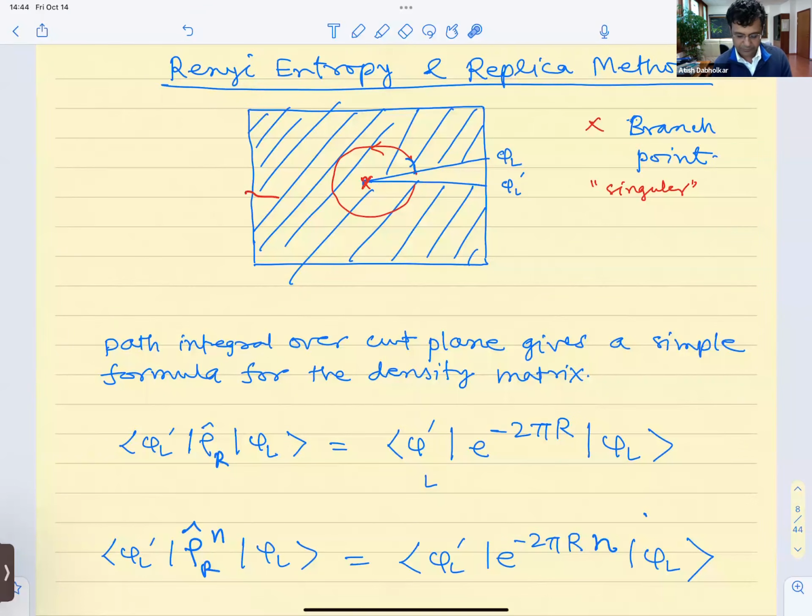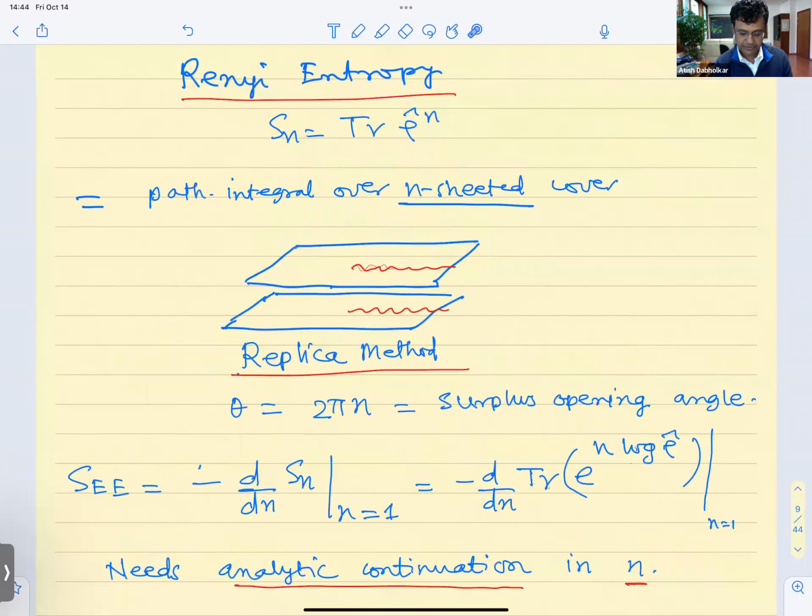Of course, it's very difficult to compute the logarithm. This is well known, and that's why I use this replica method to compute the Renyi entropy, which involves rho r to the power n. To compute this quantity, you just take the path integral over an n-sheeted cover. This is known as the replica method, where you go around the angle n times, so the total angle is 2 pi n. It's like a surplus opening angle. The von Neumann entropy is then computed using this formula, which represents the logarithm as a derivative of e to the n log rho.